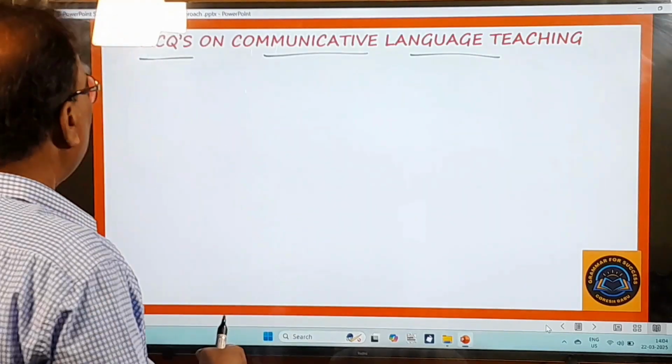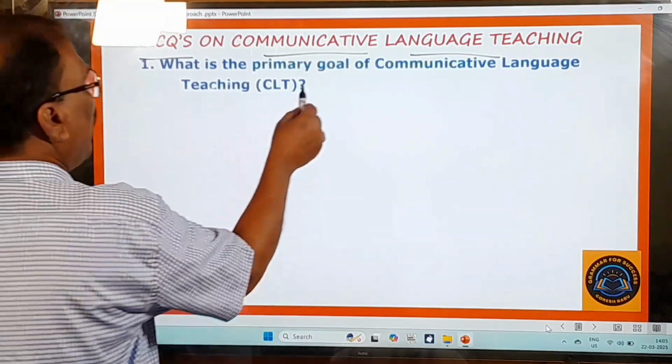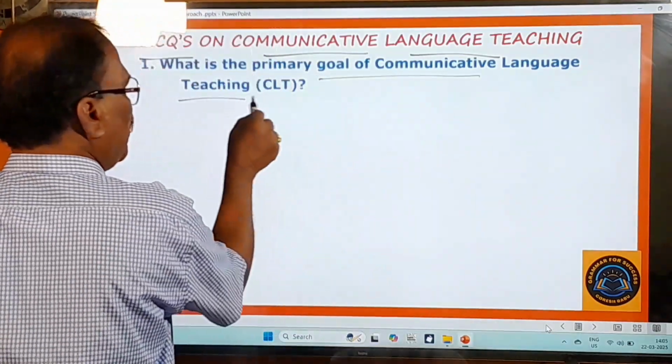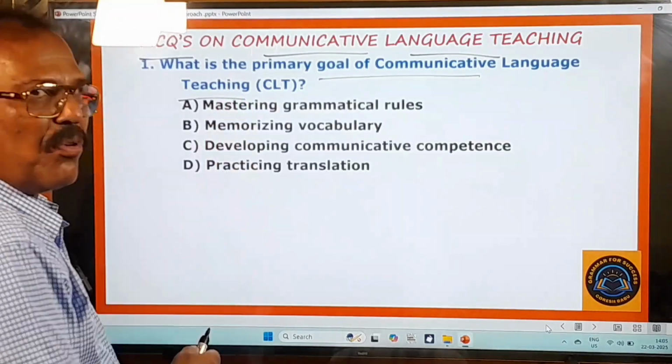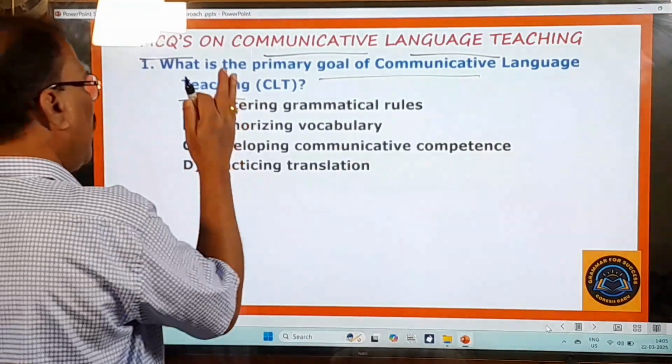Okay, come on, let us look at the questions. What is the primary goal of communicative language teaching, CLT? What is the primary goal? Here you pay attention. There are 4 options given. You have to choose the right one.